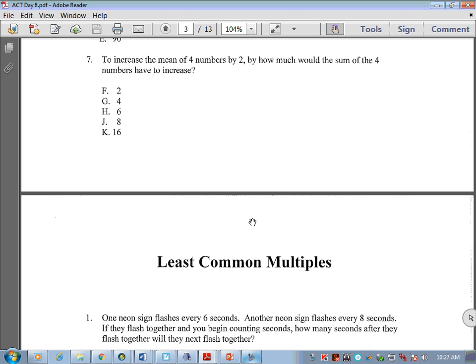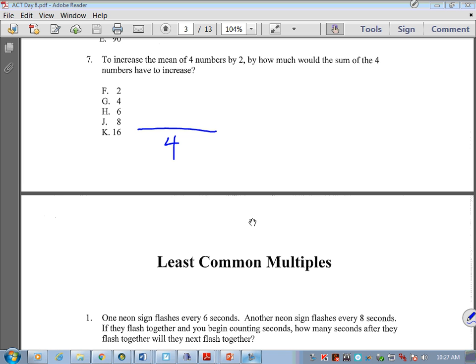Number 7, Savannah. Okay. To increase the mean of 4 numbers by 2, how much would the sum of 4 numbers have to increase? Okay. Again, this is kind of a test. We can test this. To increase the mean of 4 numbers. What number do I know is going to go on the bottom of this division bar? 4. Really we could pick any 4 numbers. By how much would the sum of the 4 numbers have to increase to get the mean to increase by 2?